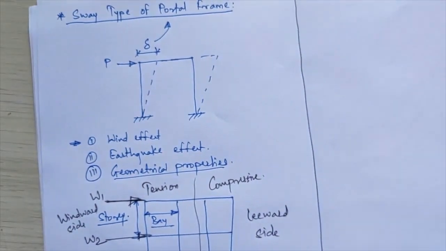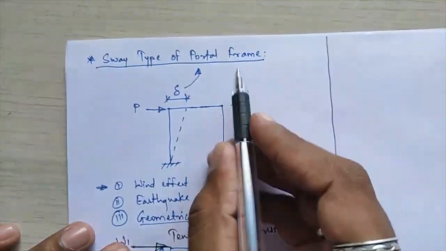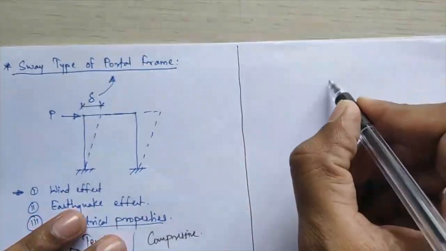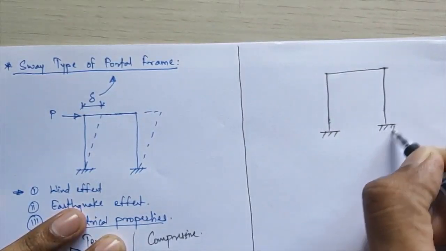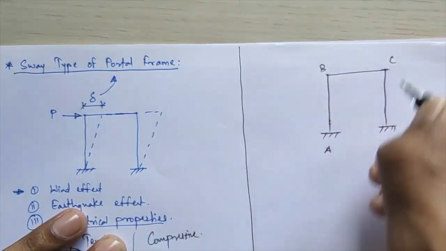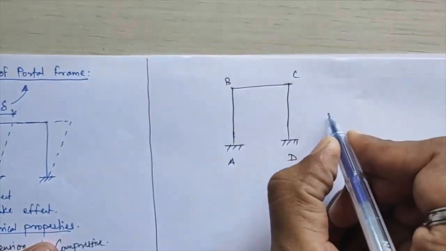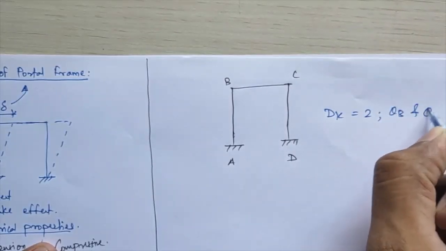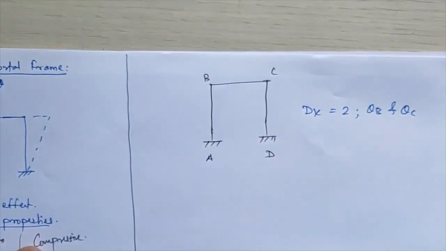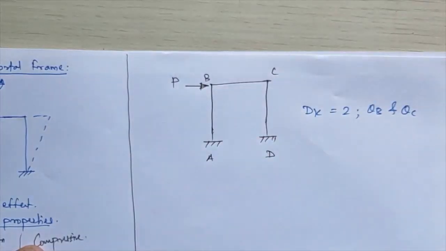Considering the degree of kinematic indeterminacy for this: whatever this frame is swaying over here, if I consider this example, frame A, B, C and D, normally we calculate the degree of kinematic indeterminacy for such a frame as 2, those being theta B and theta C. This is your non-sway frame. But if I apply a lateral load of amount P to this frame at joint B, what will happen?